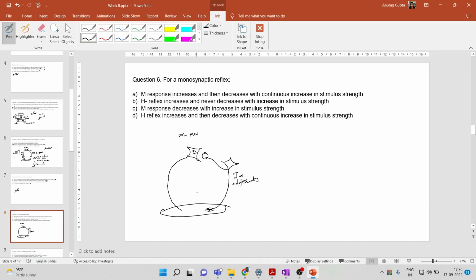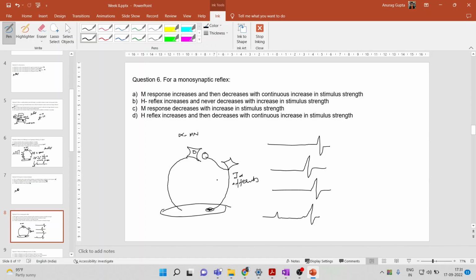So what starts to happen is initially when there is an increase in the stimulus amplitude, only the H reflex is seen first. Then it starts to increase in amplitude, and then after a time M response also becomes visible. Then M response continues to increase with increase in stimulus amplitude, and after a certain time the M response continues to increase and the H response starts to decrease.